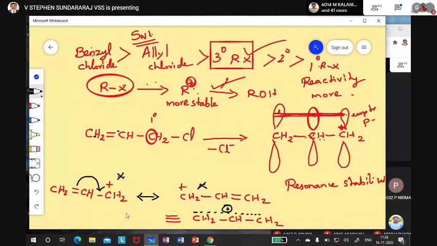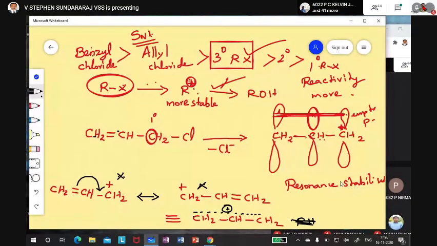The true structure is the resonance hybrid. In the resonance hybrid, all the carbon nuclei are held by those electrons. That means the overall stability is increasing. That is called being stabilized by resonance.